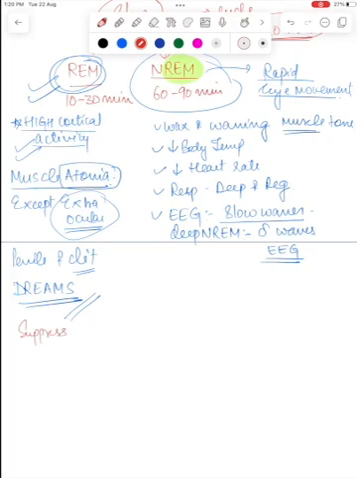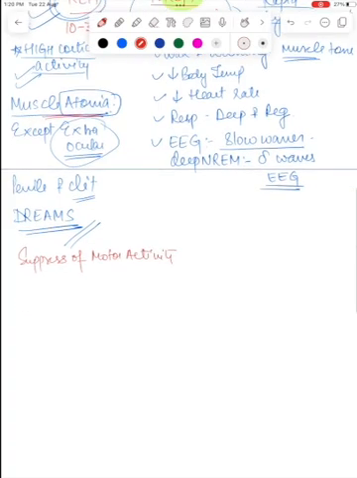Suppression of motor activity, which is obviously going to result in muscle atonia, which I previously mentioned. Now, why is this important? This is important because it prevents the person from acting out their dream. You can very well imagine, if a person is dreaming, there is high cortical activity. If all of those impulses were transmitted to the skeletal muscles, there would be erratic movements of the limbs. The person might fall, the person might injure themselves.